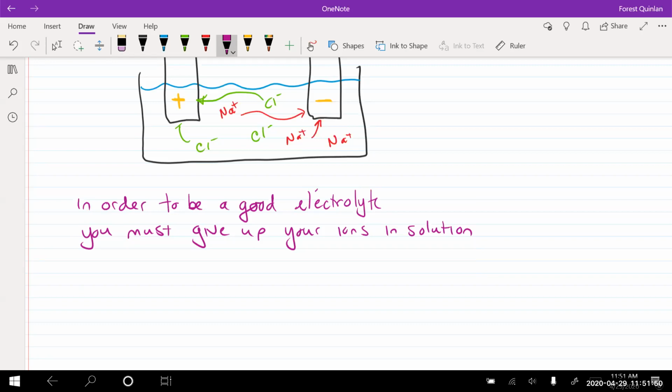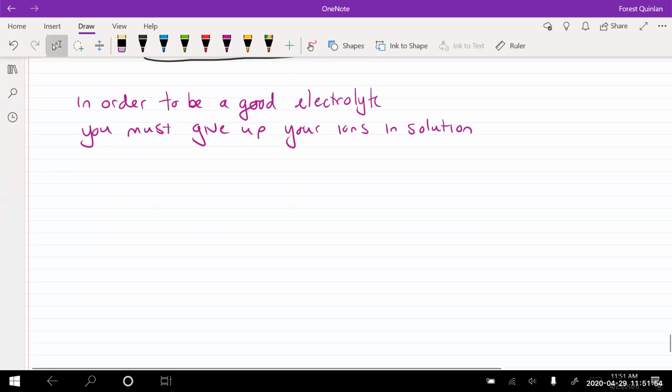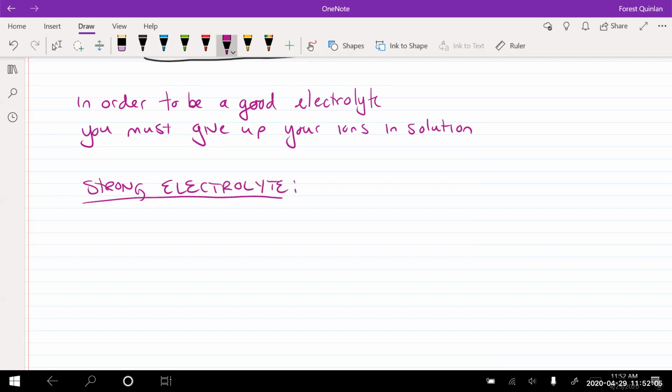Now, what might be a good, strong electrolyte? Salt. Yeah, right? I've already been saying that. So salt, good old-fashioned NaCl, that would be a good one. So I would say soluble salts. So it doesn't have to be NaCl. It could be KCl. It could be iron bromide. It doesn't matter. As long as it's soluble, that means it will break apart.